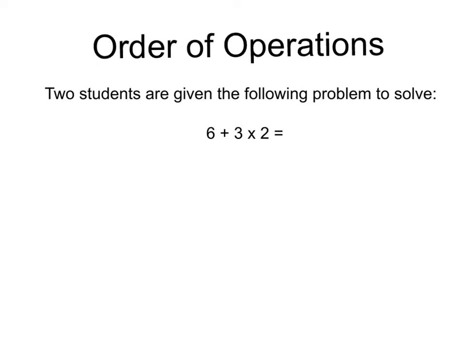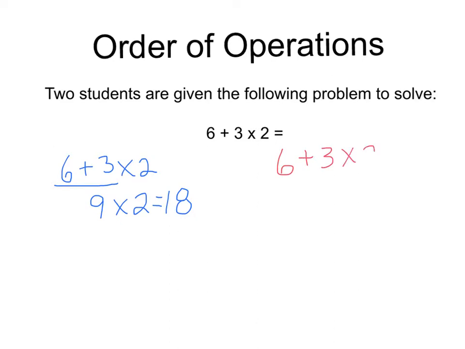One student says, well, 6 plus 3 times 2 means I'm going to add 6 plus 3 and get 9, and then 9 times 2 gives me an answer of 18. Another student looks at 6 plus 3 times 2, and instead of doing it that way, that student says, well, I like to multiply first, so I'm going to multiply 3 times 2 and get 6, and I get 6 plus 6, so I say that the answer is 12.